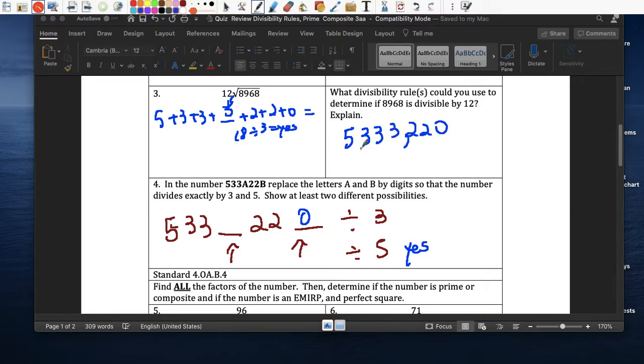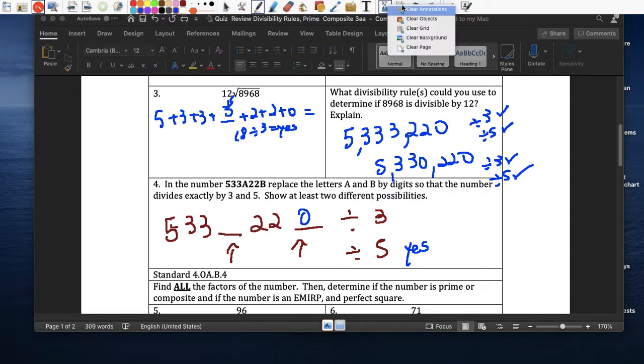So our final number could be 5,333,220, or the number we had before, which was 5,330,220. So these two numbers I can divide by 3, yes. Divide by 5, yes. This is the bottom number, I can divide by 3, yes. And I can divide by 5, yes. Okay, so not that difficult a question.